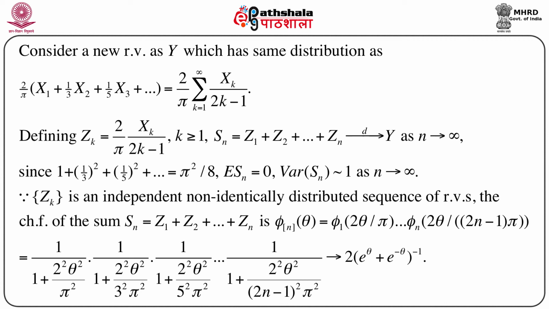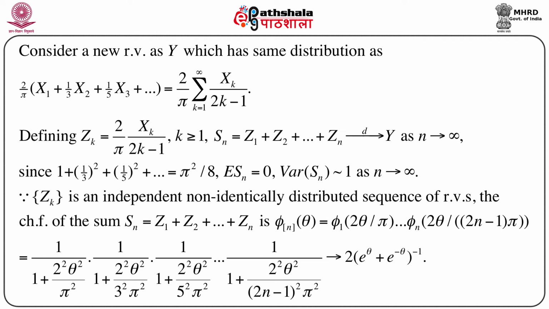Now, let us define Zk as 2/π times Xk/(2k−1) for k greater than or equal to 1. Then it is clear that Sn equals Z1 plus Z2 plus ... plus Zn, and that converges to the random variable Y in distribution as n goes to infinity. That is the way we have defined this Zk and Y.